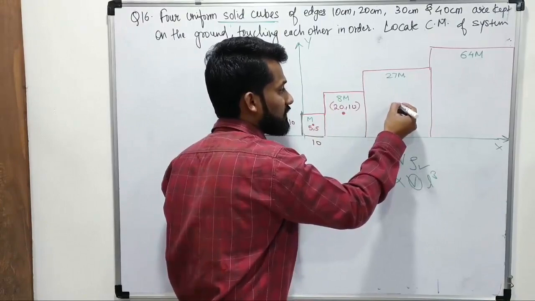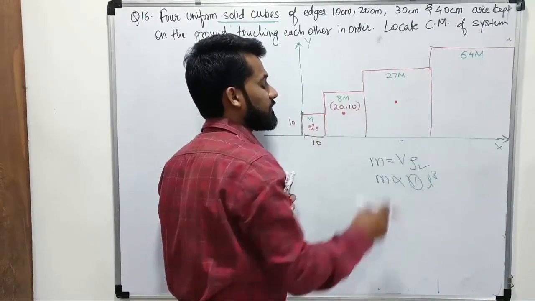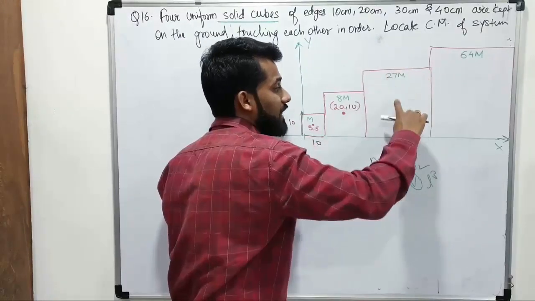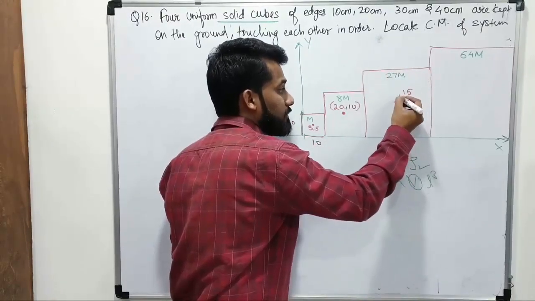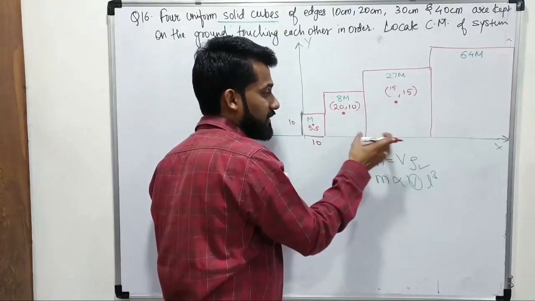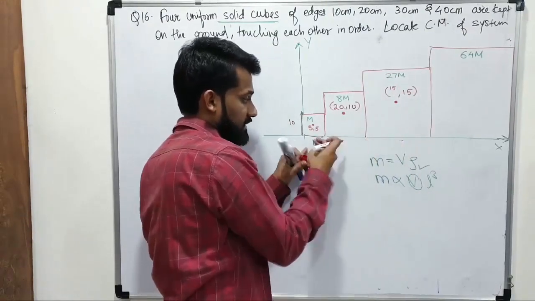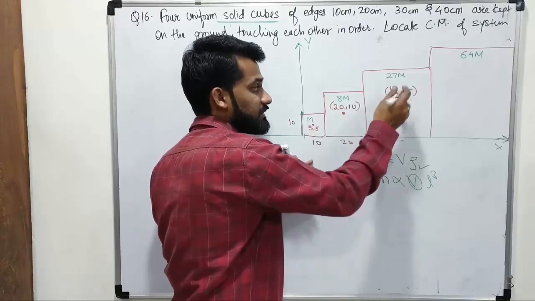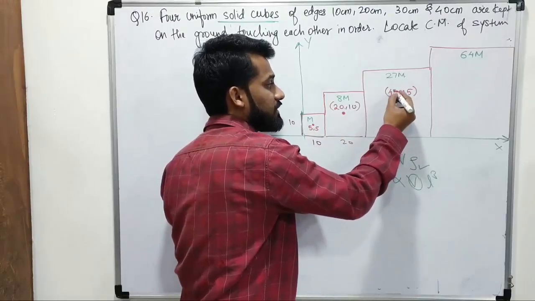What will be its center of mass? The center of mass vertically, its length is 30, so vertically half, how much will it come? 15. But what will be horizontal? Horizontal should also be 15. But 15 is from here, plus this is originally 10 plus 20, that is 30 originally. 30 plus 15 is 45.